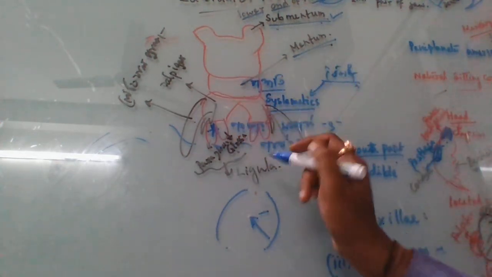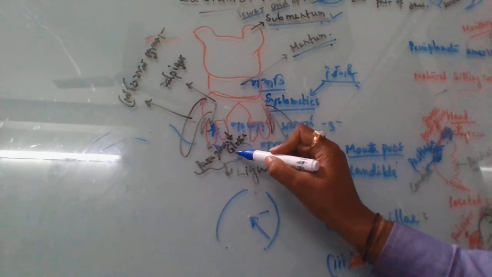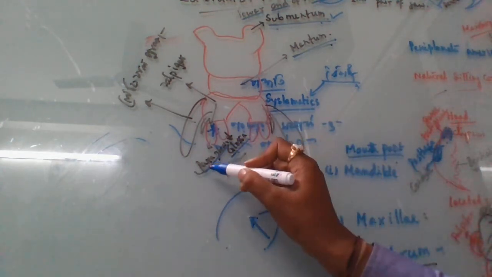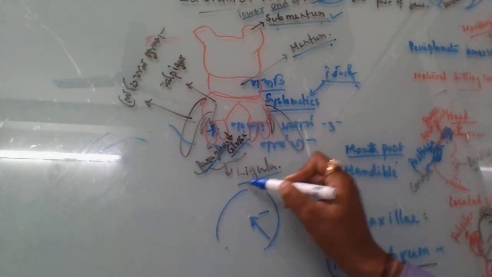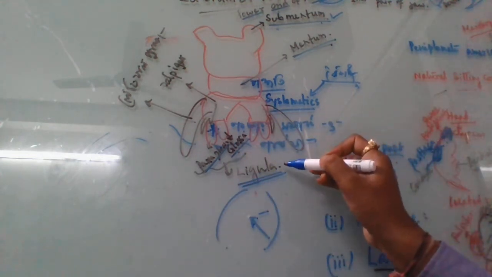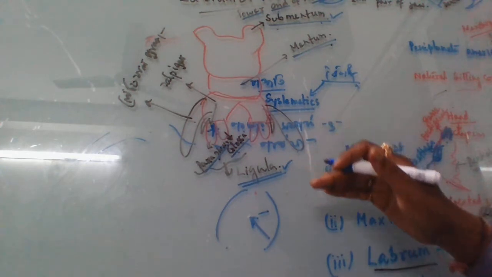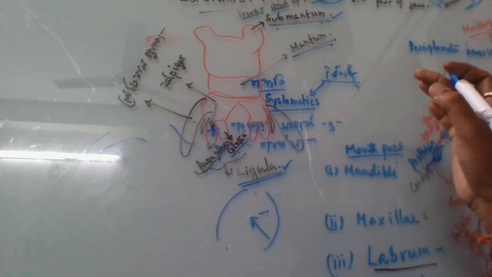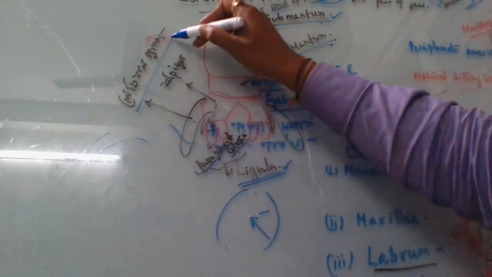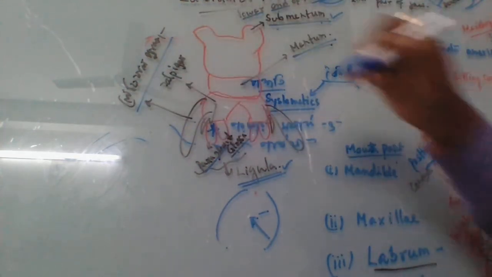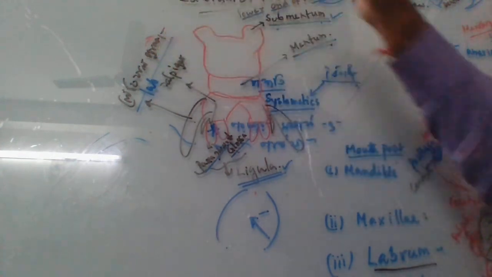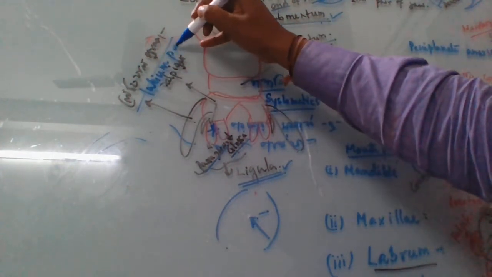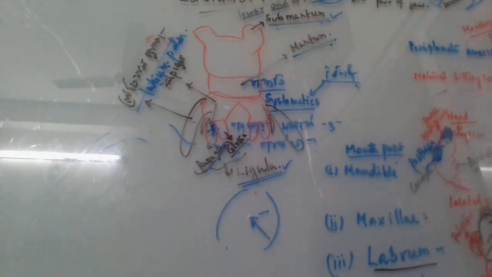And the palpiger has two processes. One is called the glossa, and another is called the paraglossa. And this glossa and paraglossa act like a tongue or lingua. They actually push the food inside the insect. And again there is the labial palp.